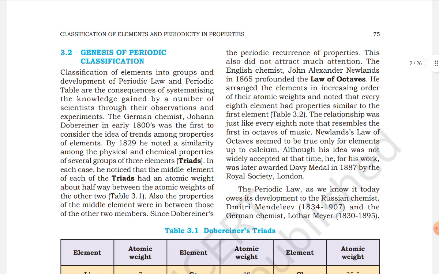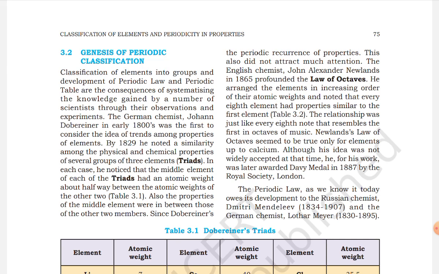Genesis of the periodic classification. Classification of elements into groups and development of periodic law and periodic table are the consequences of systemizing the knowledge gained by a number of scientists through their observation and experiment. The German chemist Johann Döbereiner in the early 1800s was the first to consider the idea of trends among properties of elements. By 1829, he noted a similarity among the physical and chemical properties of several groups of three elements, triads.